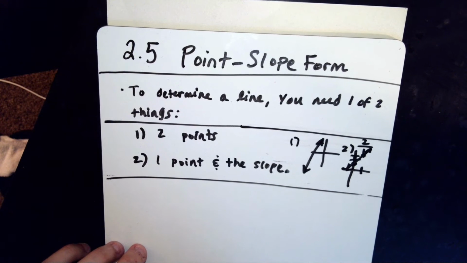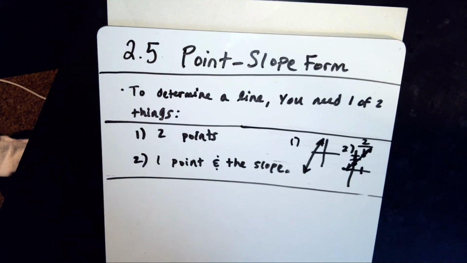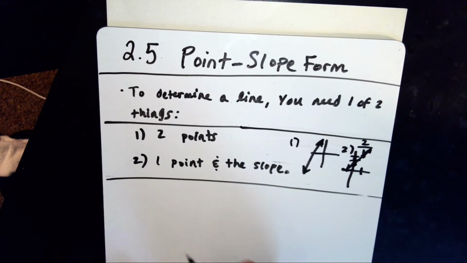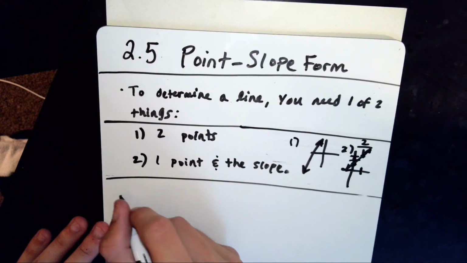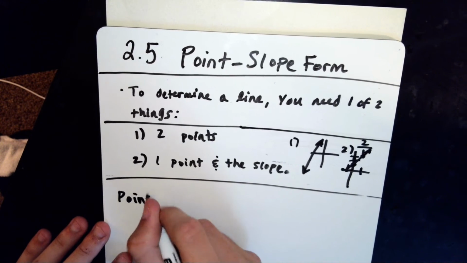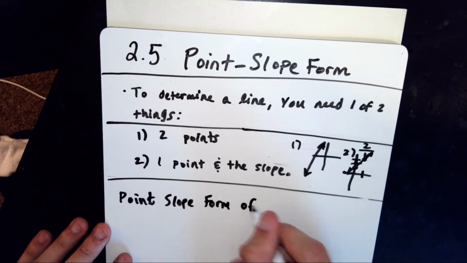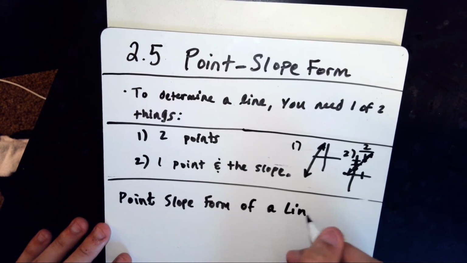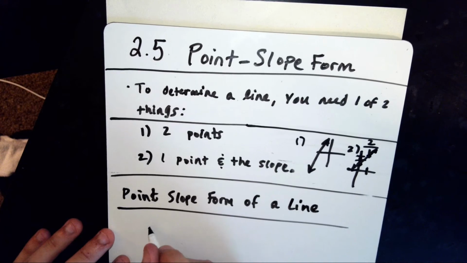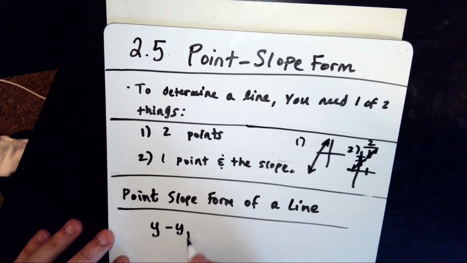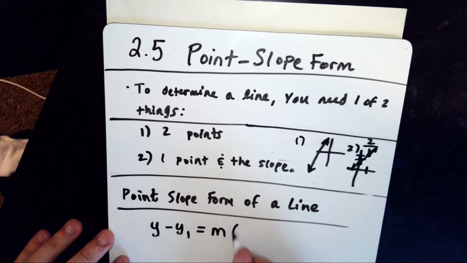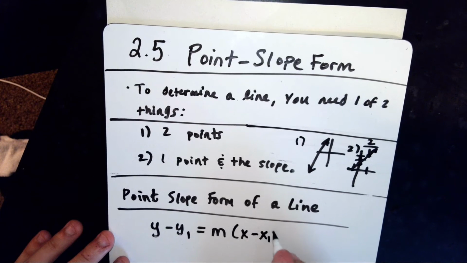But what we want to do now is not only determine what the lines look like with the graph, but also determine the equations of those lines. And that's where the point slope form comes in. So the point slope form is given by this. Here, I'll write it out. Point slope form of a line. It's given by y minus y1 equals m times quantity x minus x1.